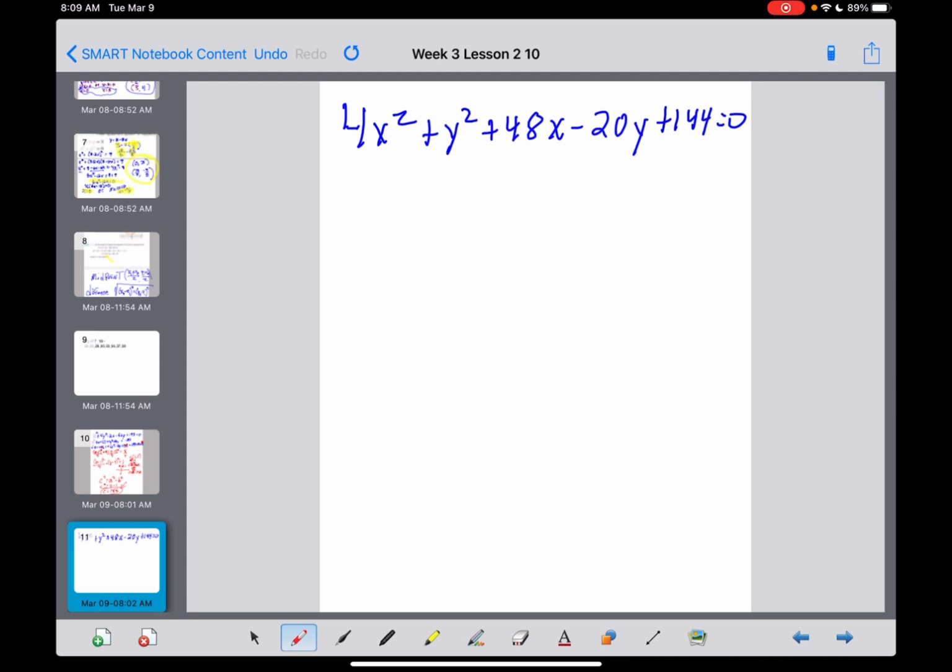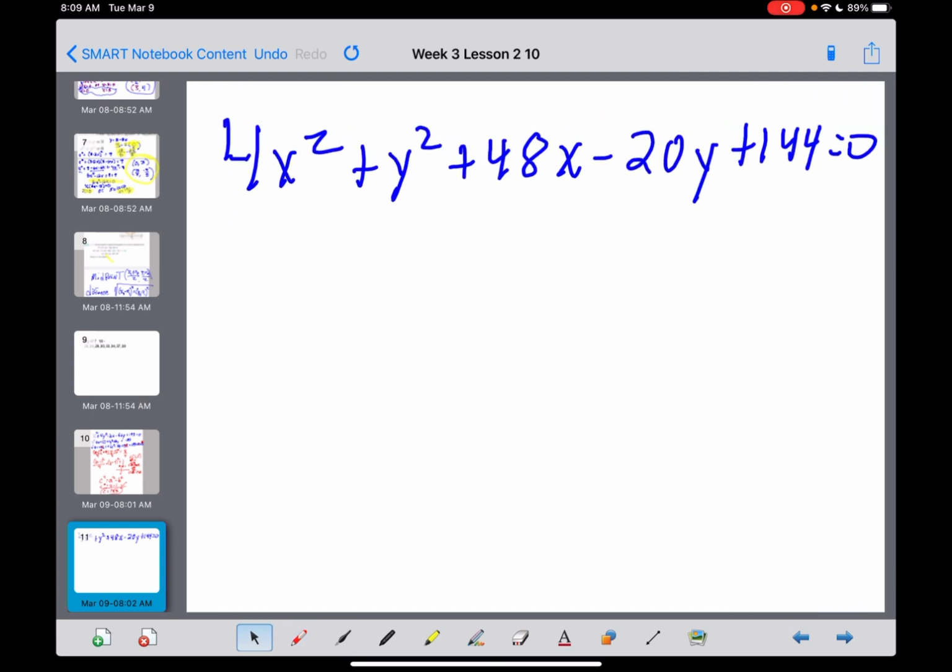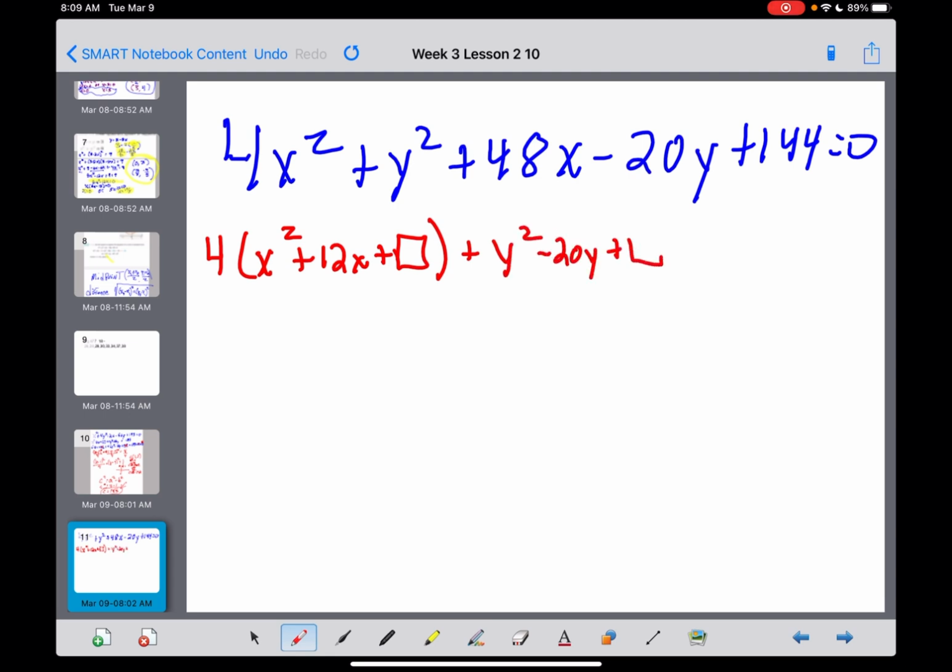So we've got 4x squared plus y squared plus 48x minus 20y plus 144. So we'll make this a little bit bigger so I can actually write on it. Okay, so I've got to factor out a 4, so I'm going to factor that 4 out right away. So that's going to give me x squared plus 12x plus something. I've got to complete the square. Plus y squared minus 20y plus something.